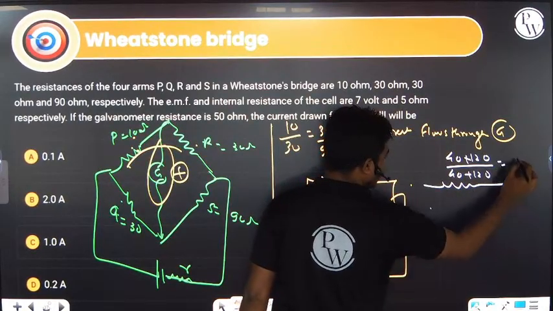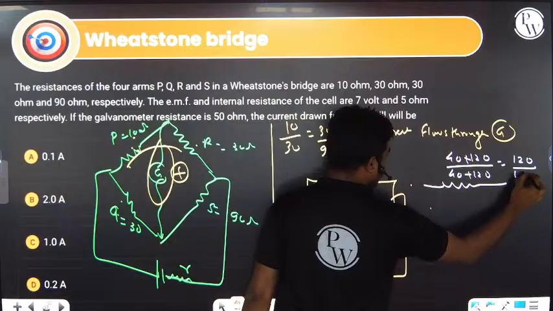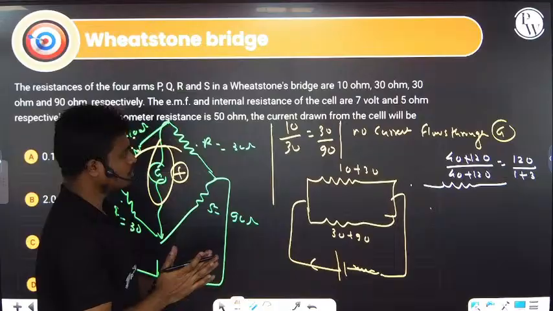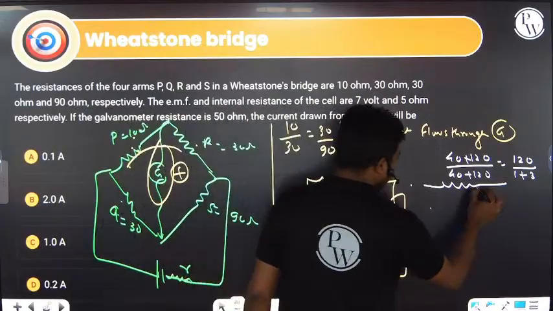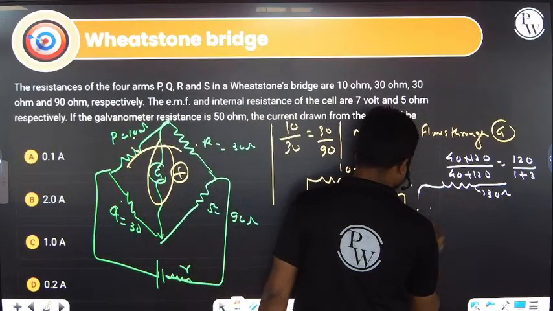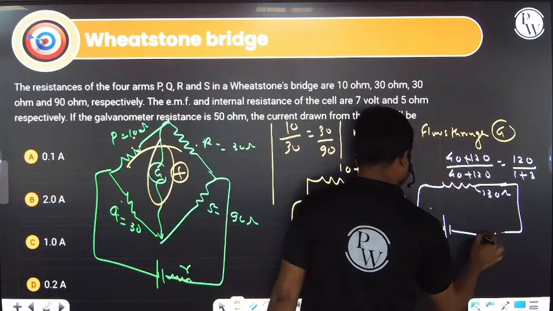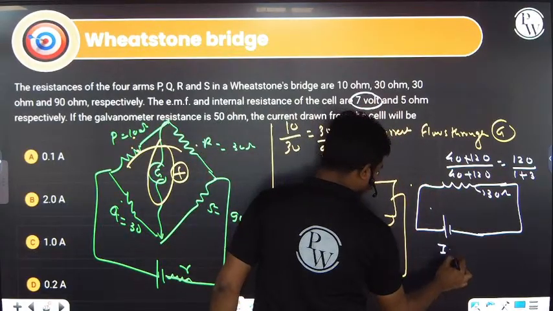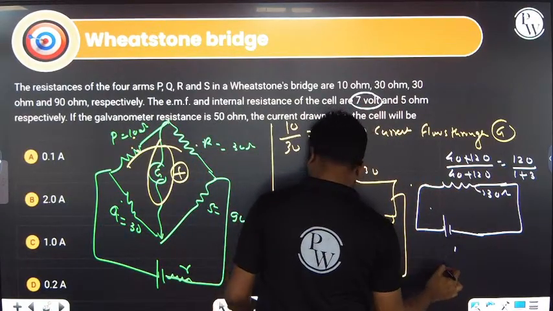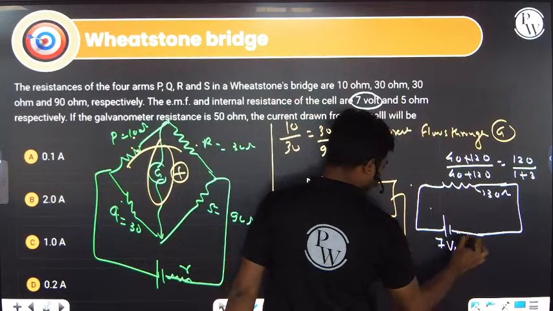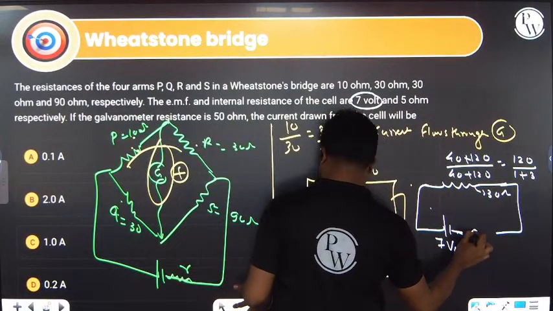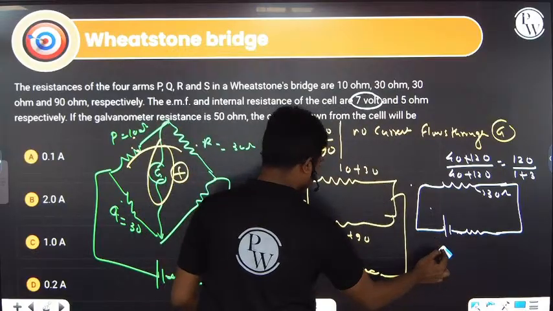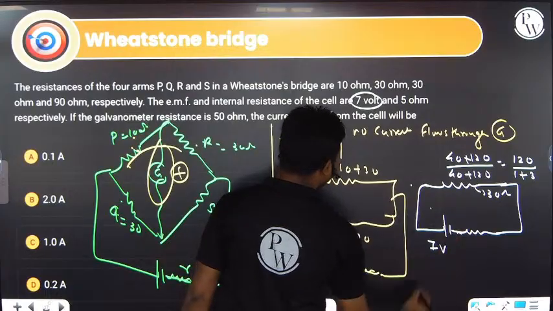So we are getting 120 divided by 1 plus 3, 120 divided by 4, answer is 30. So this is 30 ohm, right? And here this is connected to the battery, the potential difference, that is EMF, is 7 volt, and what is the internal resistance? It is connected to this. So this one is 7 volt, and what is the internal resistance we have?